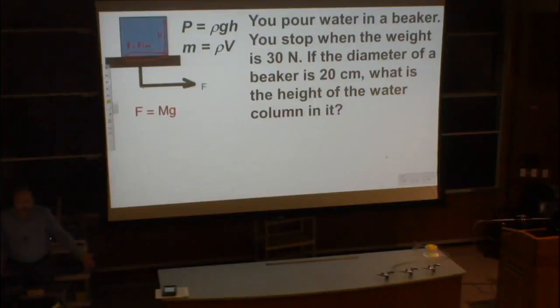And why do we need the radius? To get the area. So this is what I want to do. I want to use this equation. Height will be equal to pressure over density times g, and the pressure should be equal to force over area. That's it. So force, that's what we read here, 30 newtons.